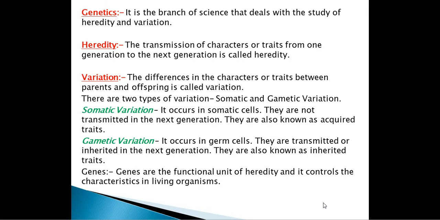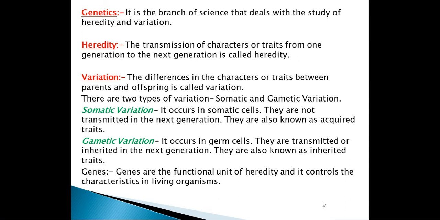Next, we have read about heredity. What is heredity? The transfer of characters from one generation to the next generation is called heredity. And variation means the differences which are present between the parent and the offspring. There are two types of variation: somatic variations and gametic variations. Somatic variations occur in somatic cells. Gametic variations occur in germ cells. Now, somatic variations are not passed on to the next generation. They are also called acquired traits, and gametic variations are passed on from one generation to the other generation. They are called inherited traits.